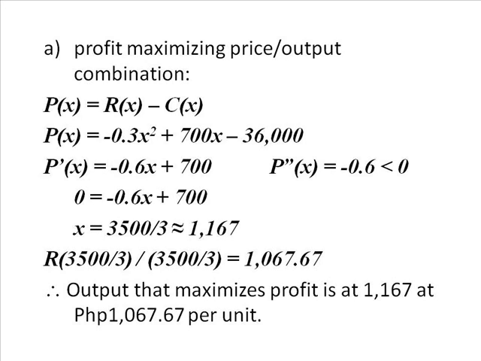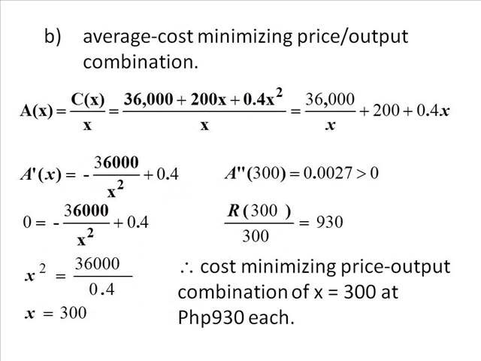With that, we can see that the output that maximizes profit is at 1,167 units at 1,067 pesos and 67 cents per unit.